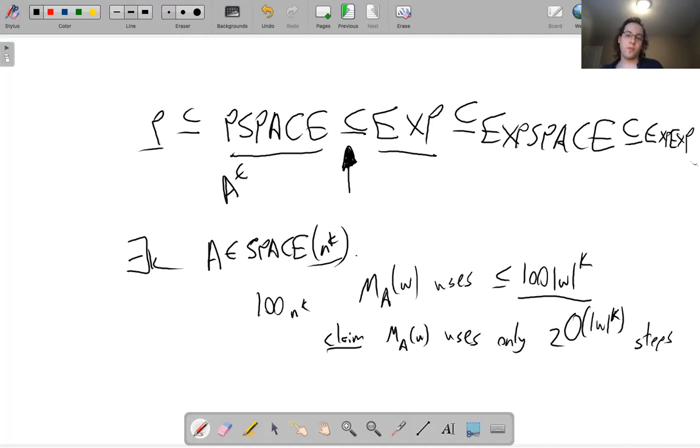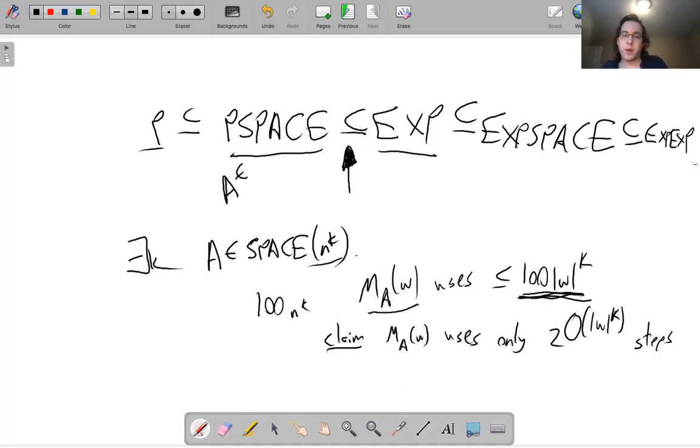Okay, so we just need to show that if a computation uses at most a certain amount of space, then yes, it can use more time than it uses space, but only exponentially more, not more than exponentially more, not like double exponentially more. That's not possible. Okay. Why?